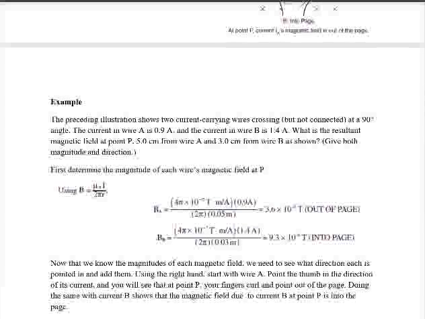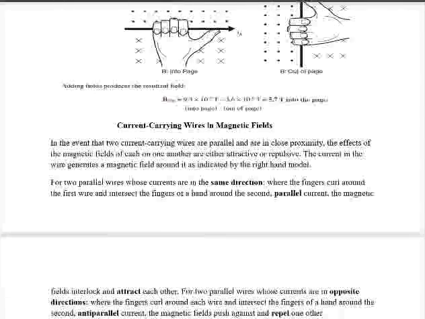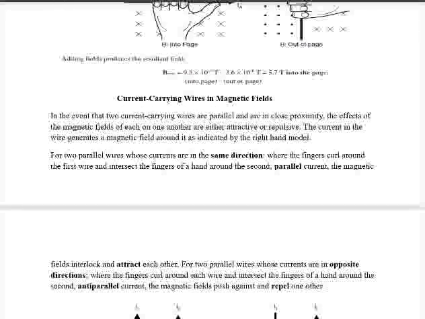Here is also another example. We used the same equation. The same thing is true as for the previous example. You can use the permeability of free space and the current and the radius, and therefore you can calculate the value. And the other thing is current carrying wire in a magnetic field.